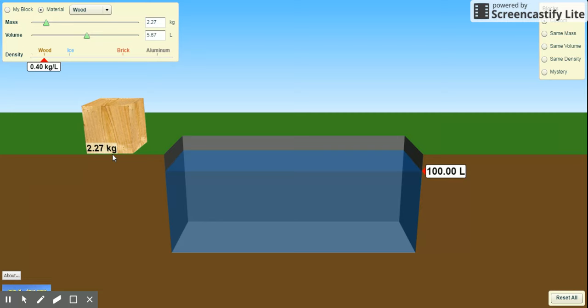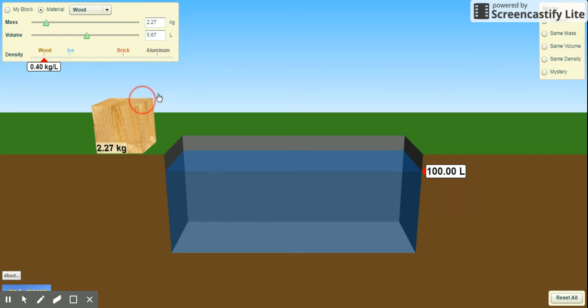Now we've been working with grams per milliliter or centimeter cubed, but I want you to know that a kilogram is 1,000 times larger than a gram, and a liter is 1,000 times larger than a milliliter. So the density number should be the same, but the units are slightly different. But it's still a unit of density. It's still mass over volume. It's just 1,000 times larger than what we've been working with. This volume, notice it's 5.67 up here.